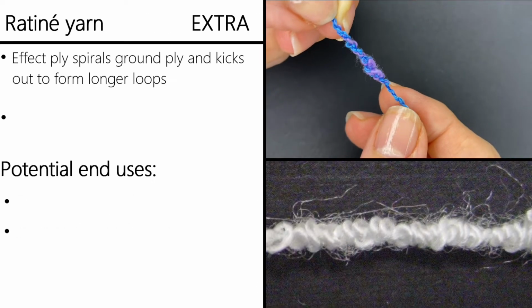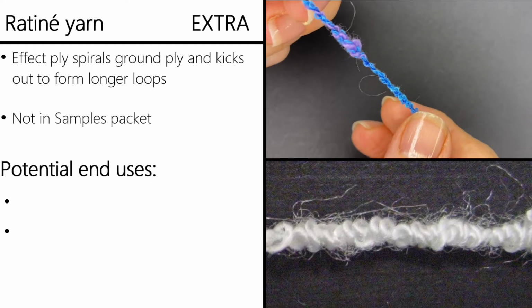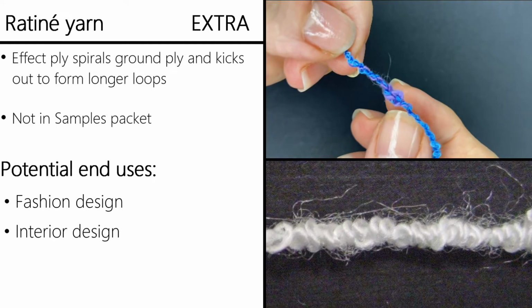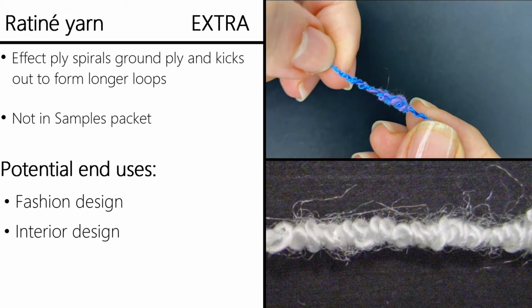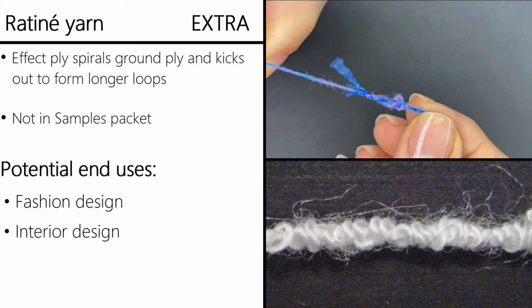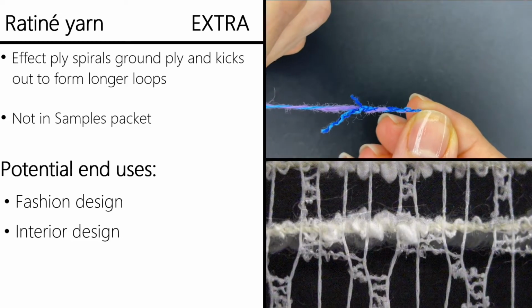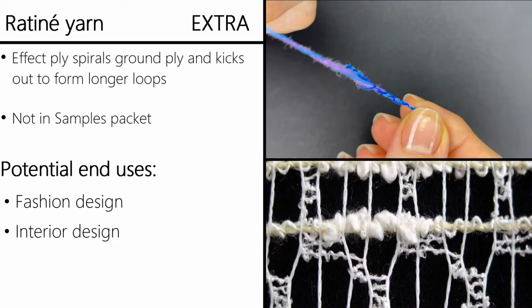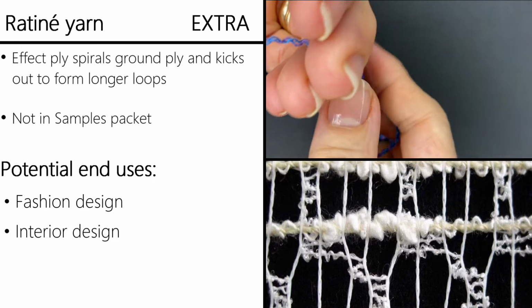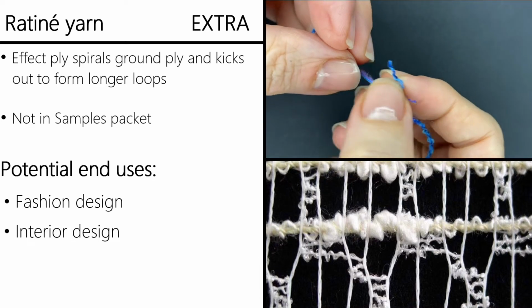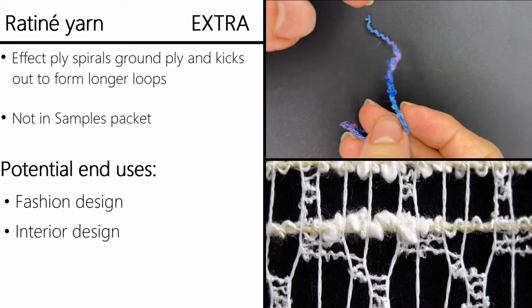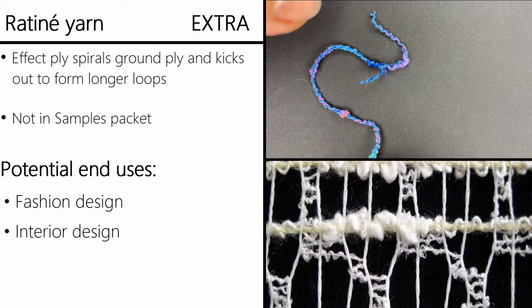There's one more novelty yarn I'd like to cover that isn't in your samples packet. It's called the ratiné yarn, and it's characterized by having an effect ply that spirals around the ground ply and at intervals will kick out to form longer loops that kink back on themselves. This yarn is another yarn which will be found in both fashion and interior design fabrics.